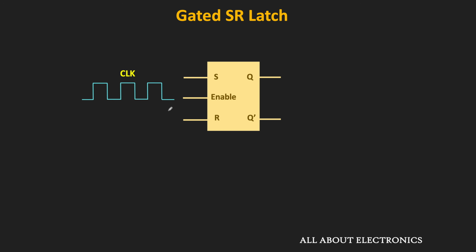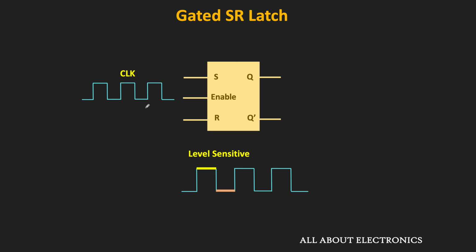So as you can see, if we apply the periodic clock signal to the enable input of this gated SR latch, then it can be used as the synchronous memory element. So in this case, it will become transparent when the clock level is high, and it will retain its present state when this clock level is low. So basically, it will be sensitive to the clock level, or in other words, it will be level sensitive.